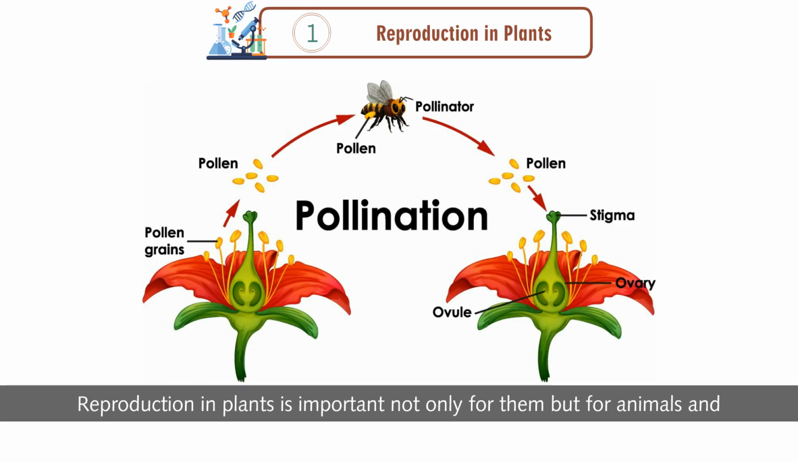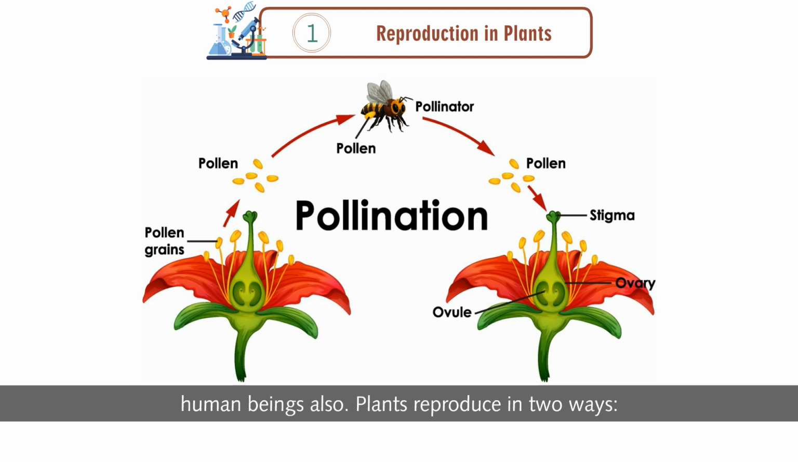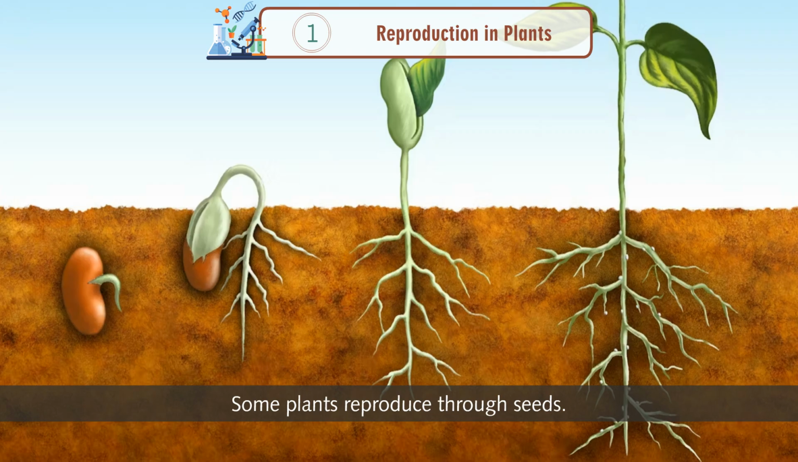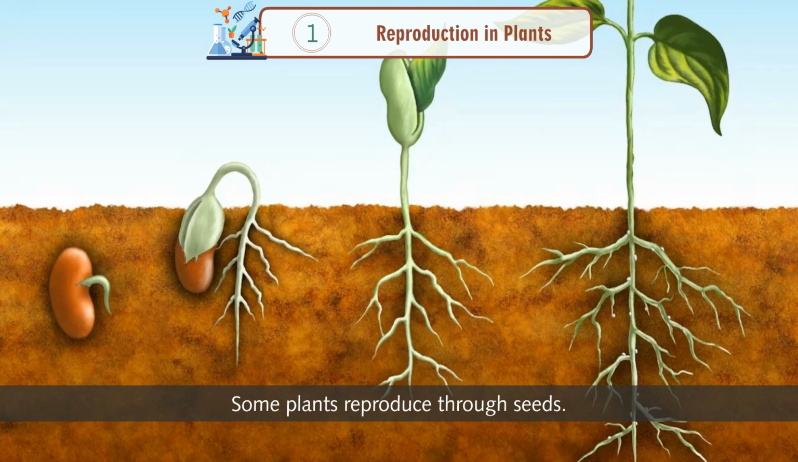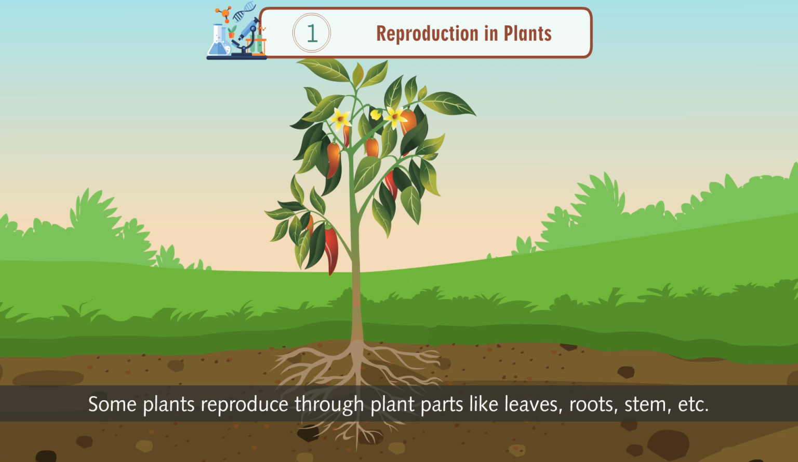Reproduction in plants is important not only for them but for animals and human beings also. Plants reproduce in two ways. Some plants reproduce through seeds. Some plants reproduce through plant parts like leaves, roots, stem, etc.